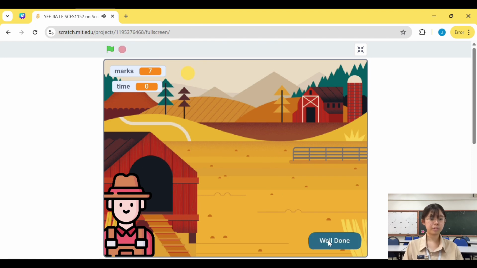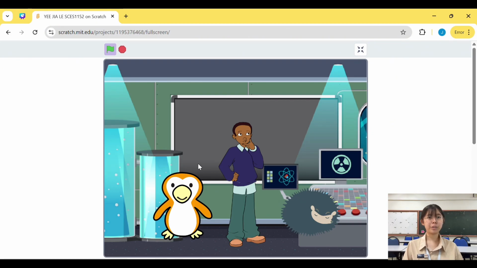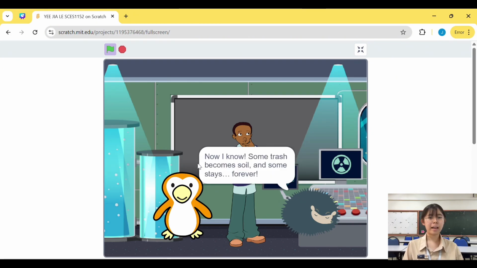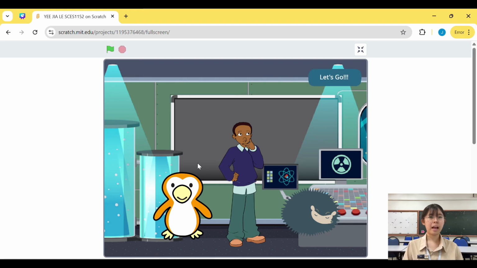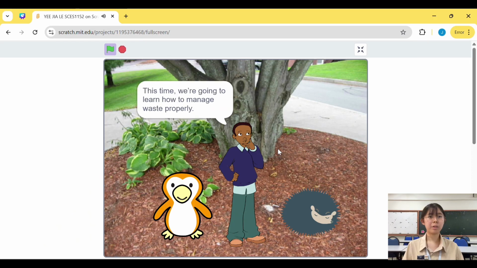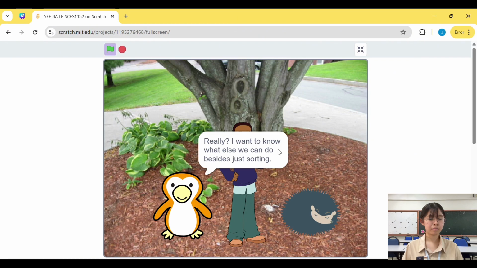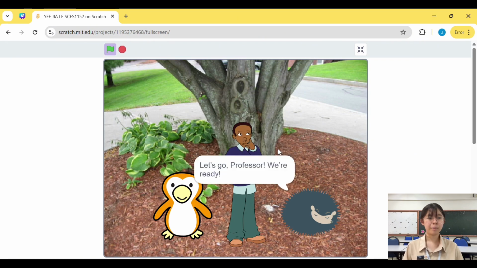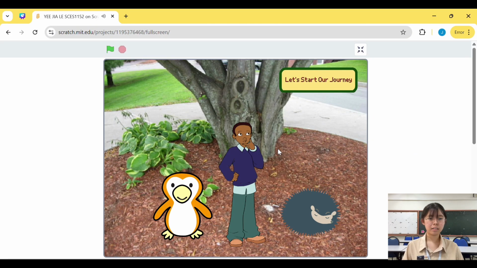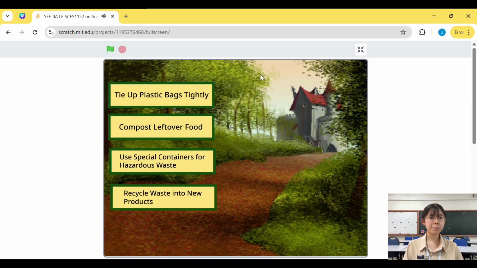Game 2 also has a clickable button, and we will now go to storyline 3. In some of the scenes I added a background effect and a sound effect so that students will be immersed in the scene. And this is clickable. When we click the button, it will enter the menu of storyline 3, which is about proper waste management. In the textbook, it includes 9 ways of waste management.